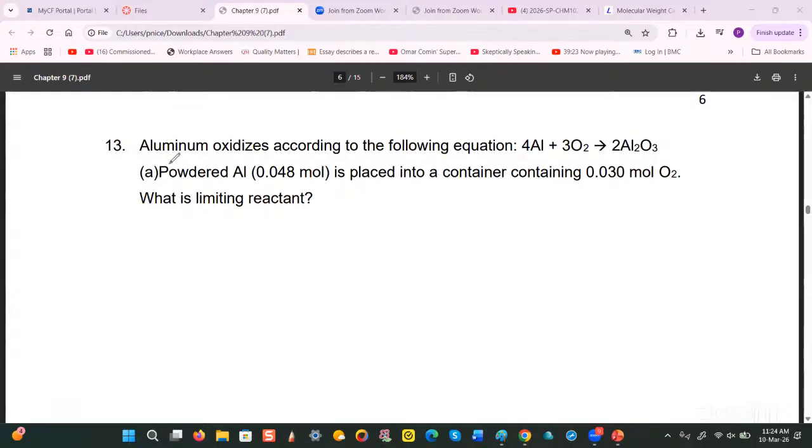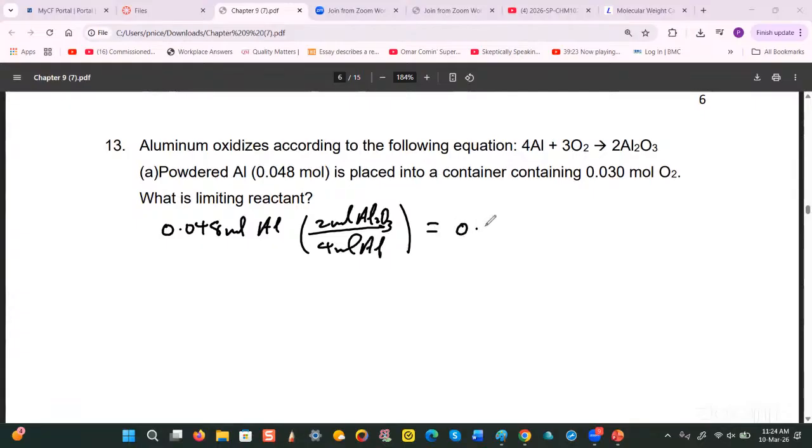I would take 0.048 moles of Al, and then I would multiply it by 2 moles of Al2O3 over 4 moles of Al. And work that out. So that gives you 0.024 moles of Al2O3.